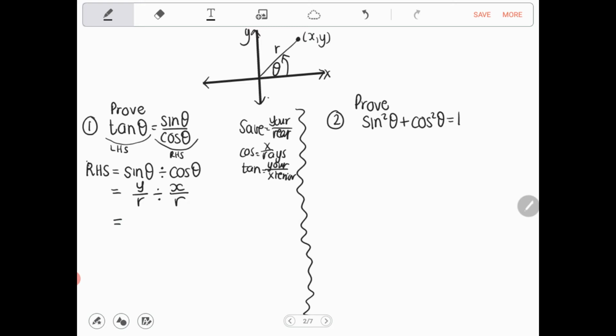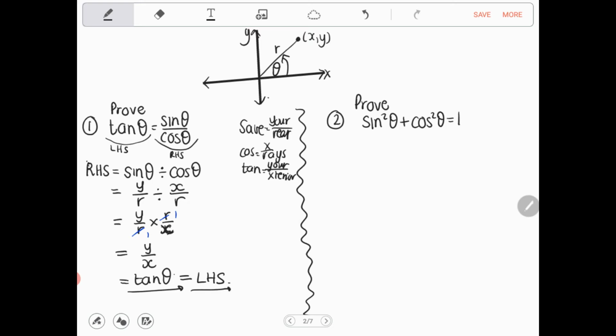All right, so now we simplify this. So this is y over r times, so we've changed division to multiplication, so we invert, r over x. Okay, and can you guys see that this r would cancel with that r? So that's going to leave me with y over x. And what is y over x equal to? It's equal to tan theta. So you have proved that sine theta divided by cos theta is equal to tan theta. So that is the left-hand side. So we've proved the right-hand side is equal to the left-hand side.